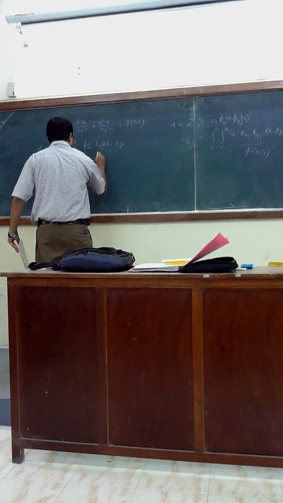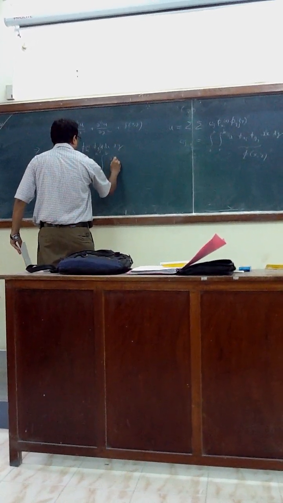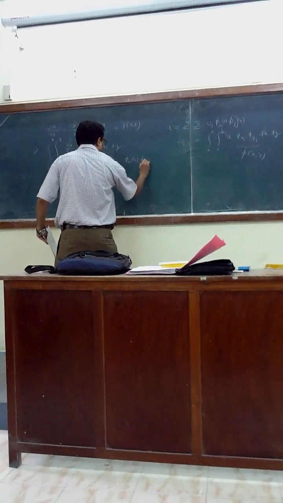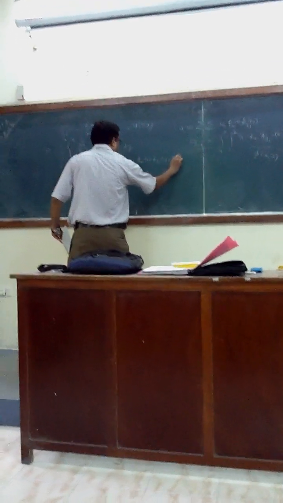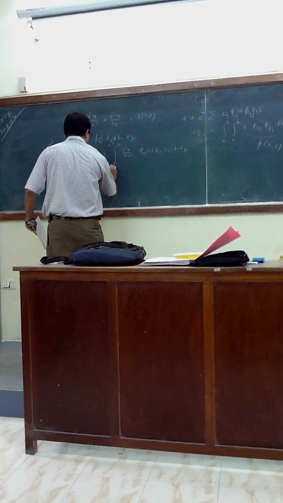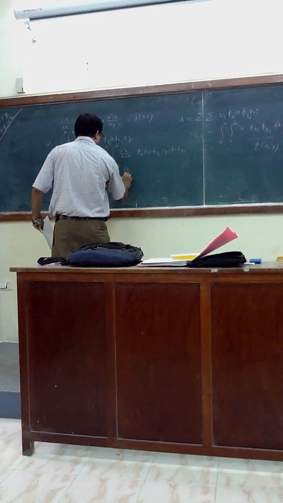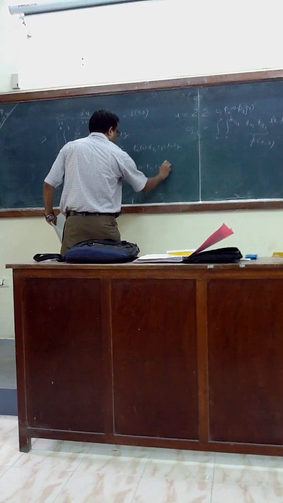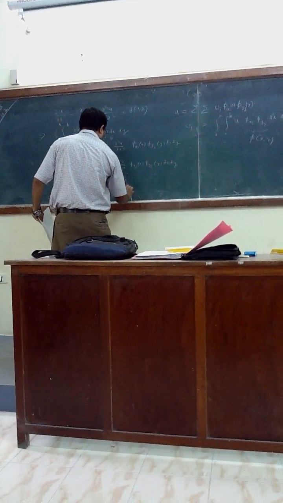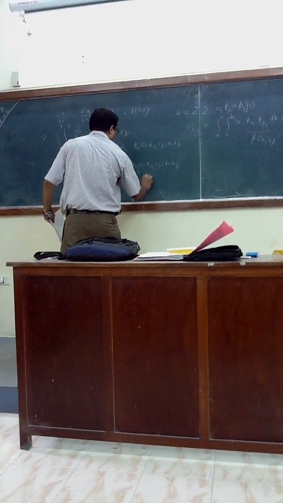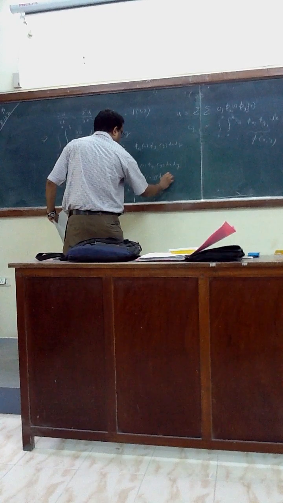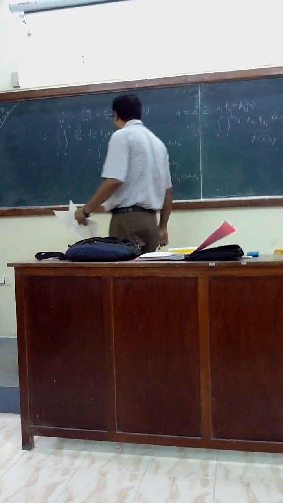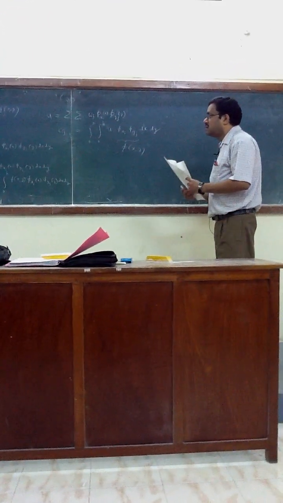Double integral 0 to a, integral 0 to b, dou square u by dou x square, phi xi x, phi yj y, dx dy, plus integral 0 to a, integral 0 to b, dou square u by dou y square, phi xi x, phi yj y, dx dy, plus integral 0 to a, integral 0 to b, f x y, phi xi x, phi yj of y, dx dy. Right?